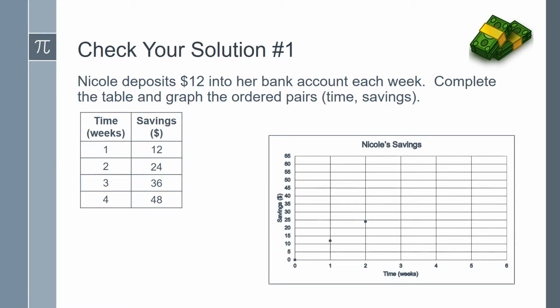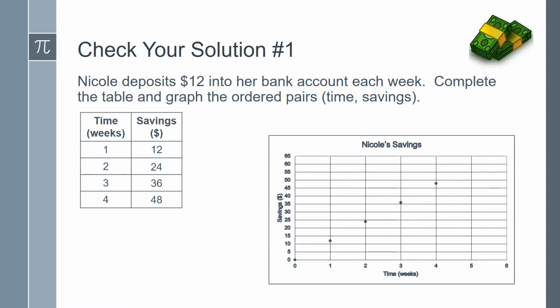The next point is 3 weeks and $36. So we slide over to 3 weeks on the x-axis, and we'll go just above $35 on the y-axis, and that's where we'll graph the next point. Now our final point is 4 weeks and $48. We slide over to 4 weeks on the x-axis, and we'll be estimating in between $45 and $50 on the y-axis, and we graph the point.